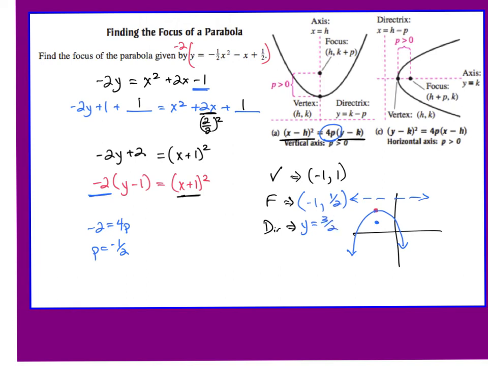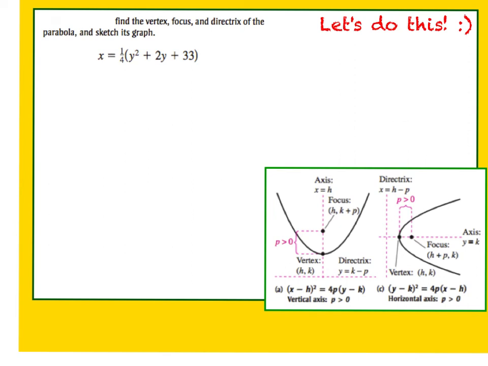Okay, so now I have x equals 1/2 times the quantity y squared plus 2y plus 33. I'm going to start you out, and then I'm going to let you go for a little bit. What should we do first? Multiply everything by 4. So let's multiply everything by 4. Now I'm left with 4x is equal to y squared plus 2y plus 33.